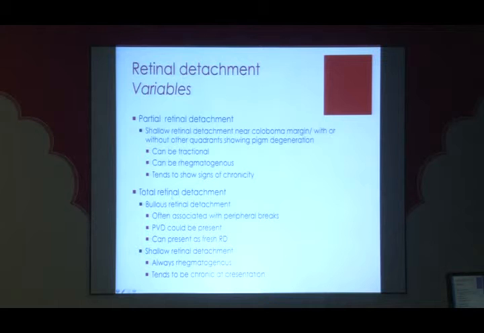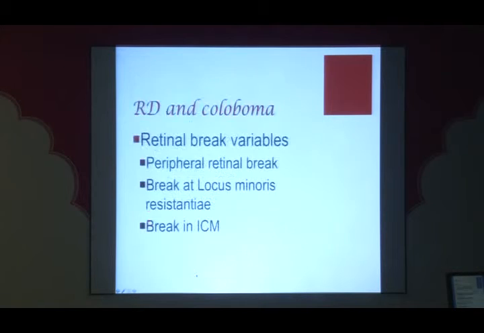Total detachments could be bullous or shallow. Shallow ones started off as a tractional detachment and slow seepage of fluid without much of posterior vitreous detachment. But then at some point of time, vitreous also degenerates and you find a reasonably elevated retina. And you can have the bullous detachment where sometimes you can have a PVD, and those retinas actually are relatively healthy and do much better in terms of visual recovery than those which started off as a chronic one and turned into bullous detachments. So the variables are a retinal break.